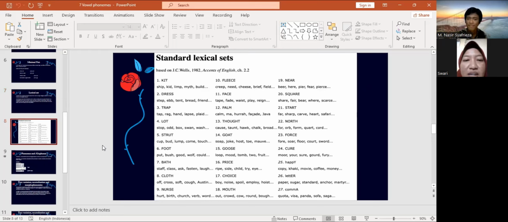Next, this is an example of standard lexical sets based on J.C. Wells, 1982. There are 27 standard lexical sets.